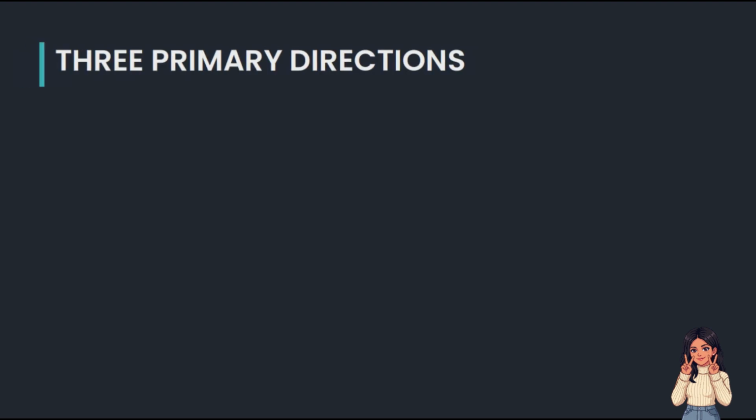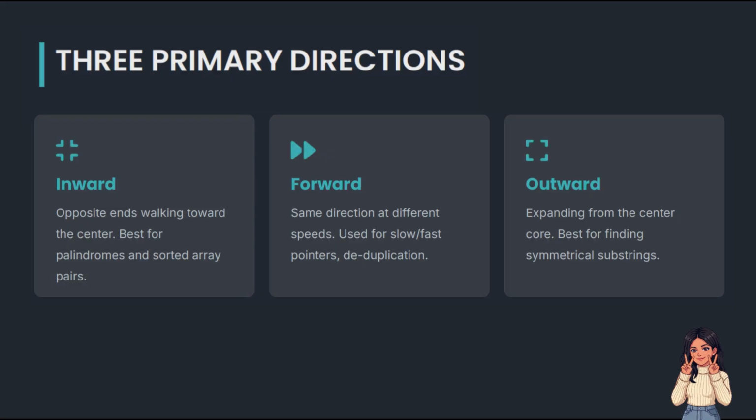Depending on the structure of the data and the problem you're trying to solve, pointers can move in completely different directions. Like the one we just looked at: inwards. You place a pointer at the start, one at the end, and they just walk towards each other. This is the ultimate choice for checking symmetry.